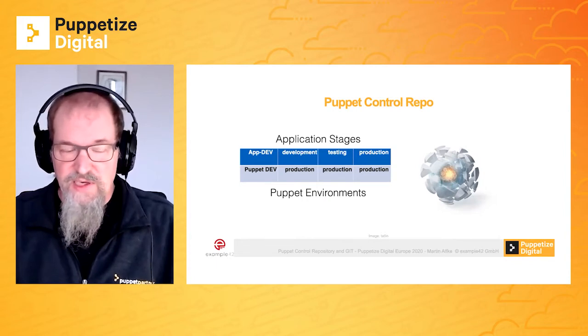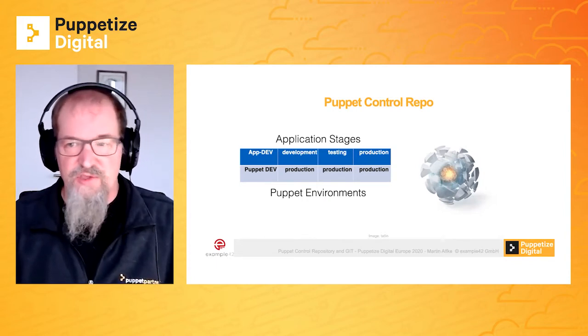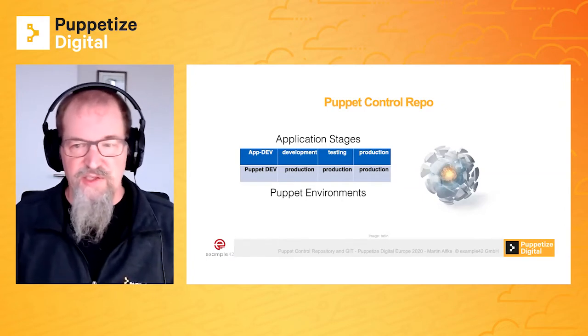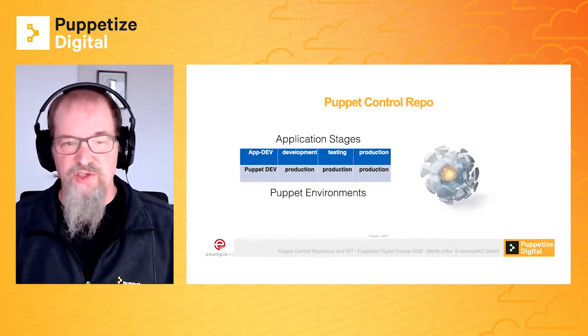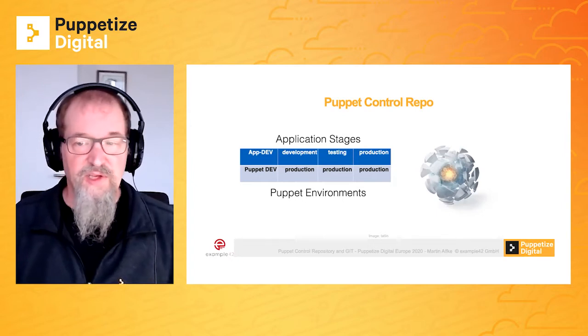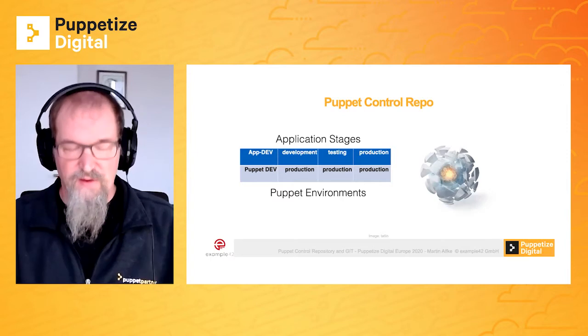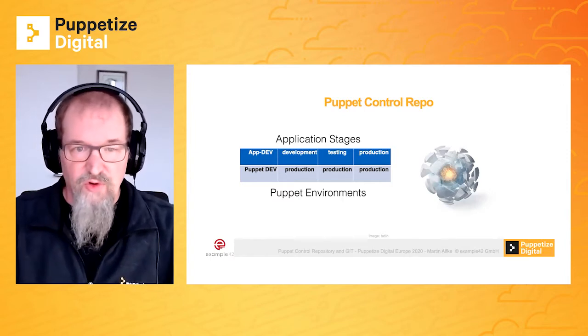Differences between the stages, like a development system using another database server compared to testing, or a development system having a newer version of an application compared to production, is something that you can easily place into Jira. That's it for the control repository.